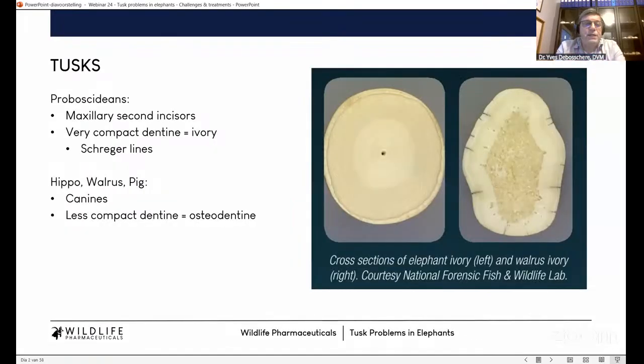So, if we are speaking about tusks, first of all, we need to know what a tusk is. In Proboscideans, it's a maxillary second incisor, made of very compact dentine, which is typically ivory. If you look at the pictures, the left one is from an elephant, the right one is from a walrus. In the walrus, you see that the center part of the dentine is much more porous, that is osteodentine, and in the elephant it's much more compact. We will see why that is, but that is the adaptation of the animal to how they have to use their tusks.